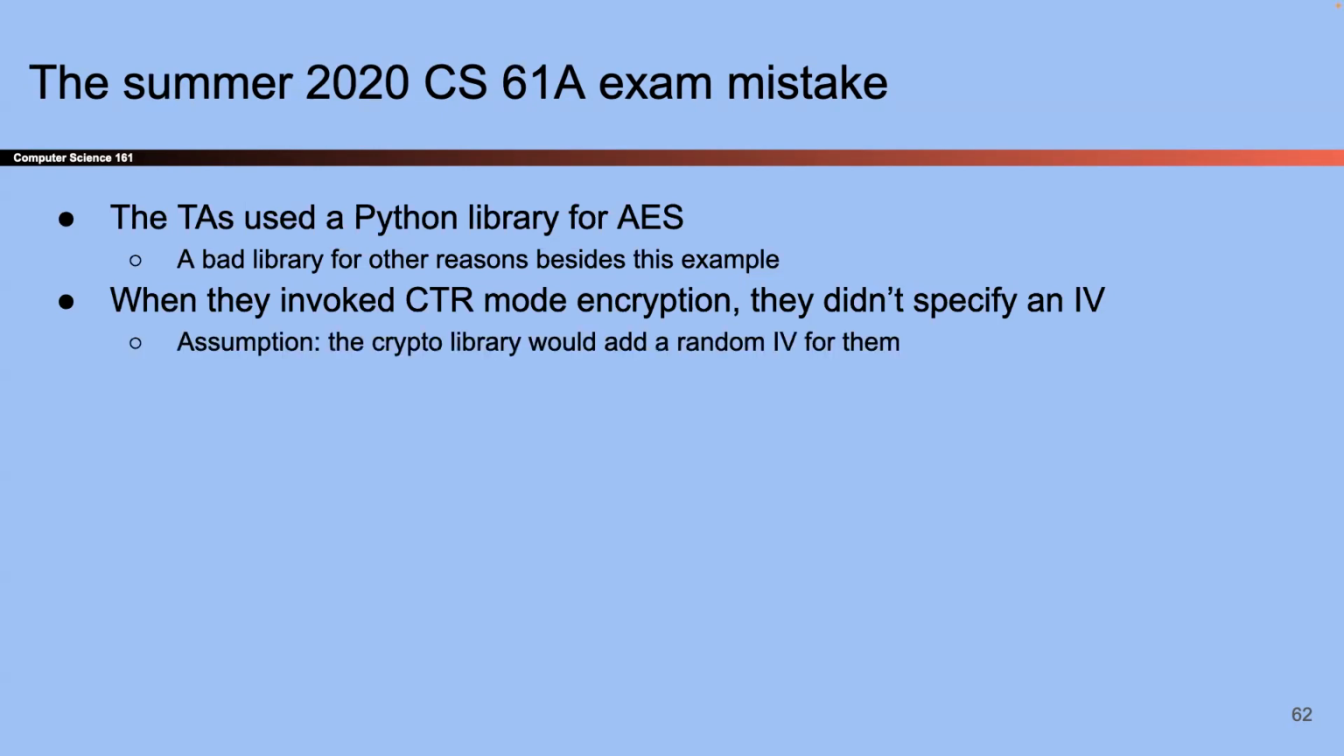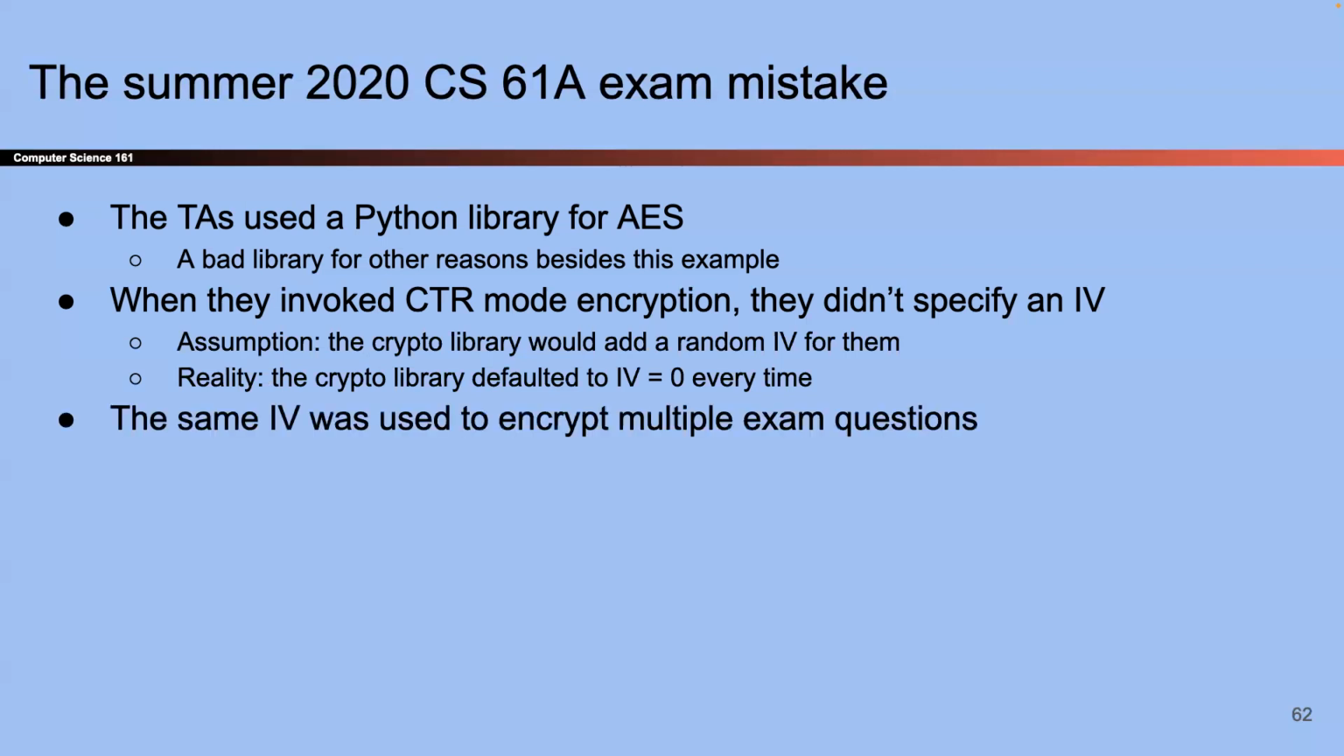And so what did the Python library do? I guess they assumed that maybe a random IV would be added for them, or maybe they just saw the argument that said IV or nonce and were like, what is this? I'll leave it blank, I don't know. But for some reason, they didn't specify an IV. And for some reason, the crypto library decides if the user doesn't give me an IV, I will pick 0. I don't know if that's what a crypto library should do, but that's what the Python one does apparently.